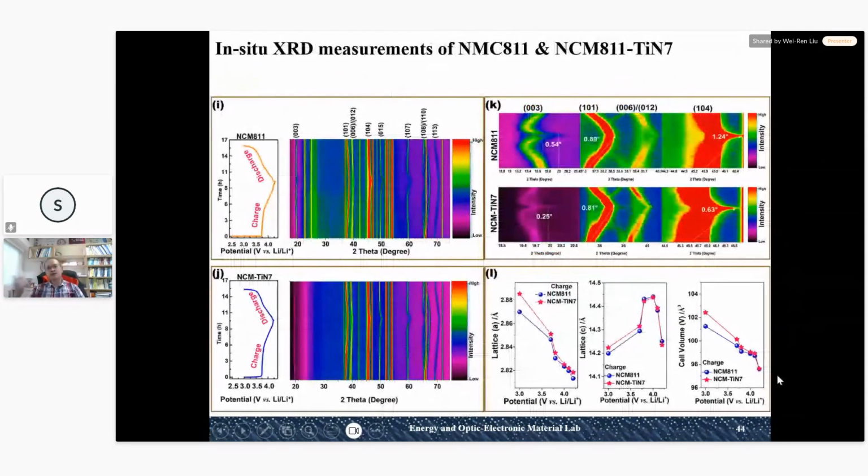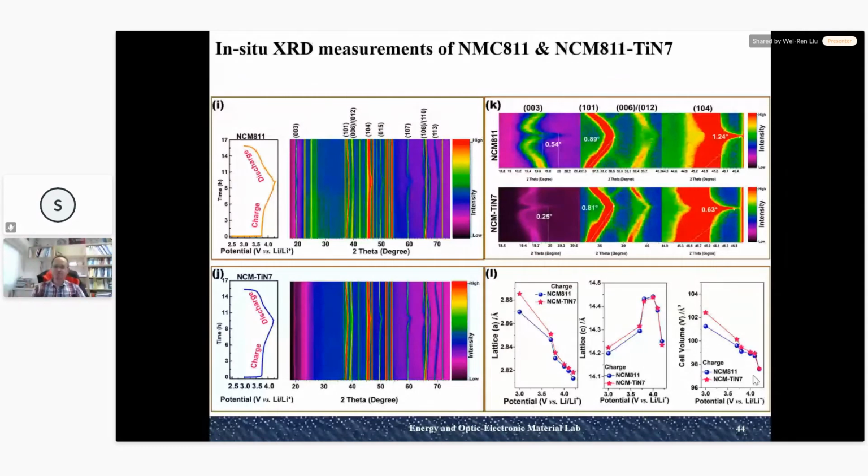Finally, we use the in situ XRD measurement to see the NCA811 and the TiN7, to see the evolution of the crystal structure during the charge and discharge process. We can calculate the lattice constant and compare here. From our comparison, after the titanium nitride coating, the lattice change stability is enhanced a lot.